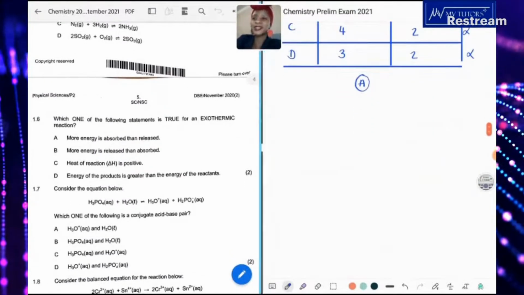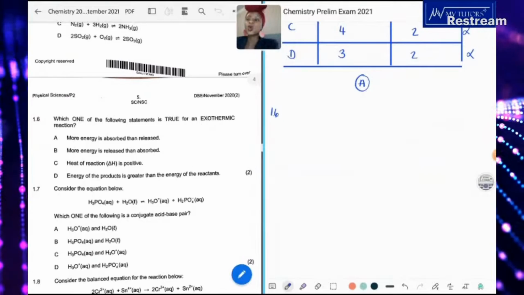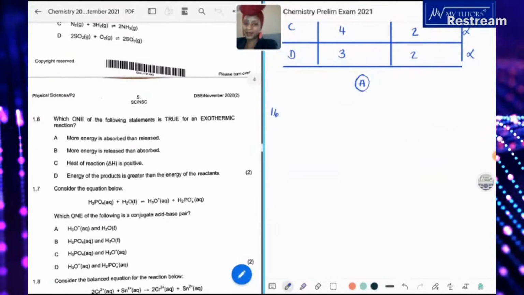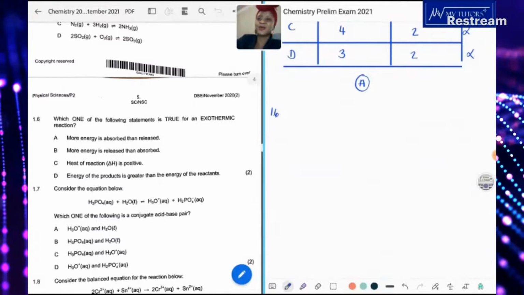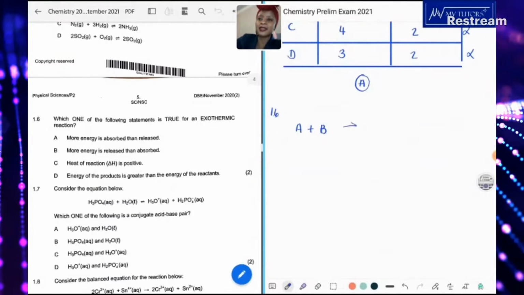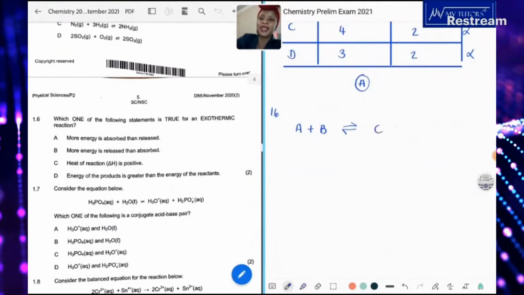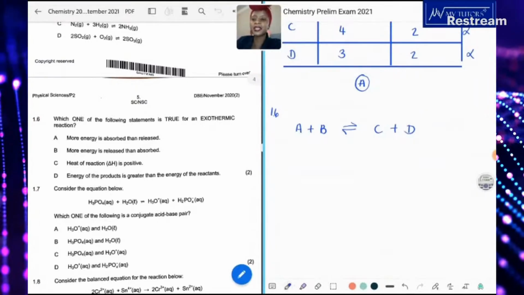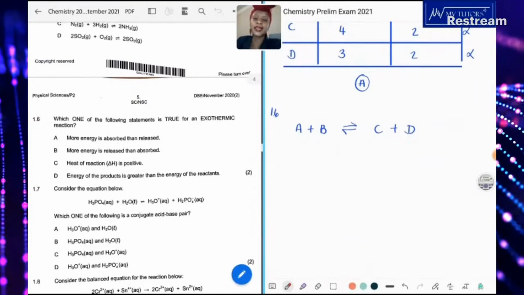Okay, 1.6. Which one of the following statements is true for an exothermic reaction? Let us say you have on your reactant side A and B, and then on your product side C and D. How do you know that something is endothermic or exothermic?